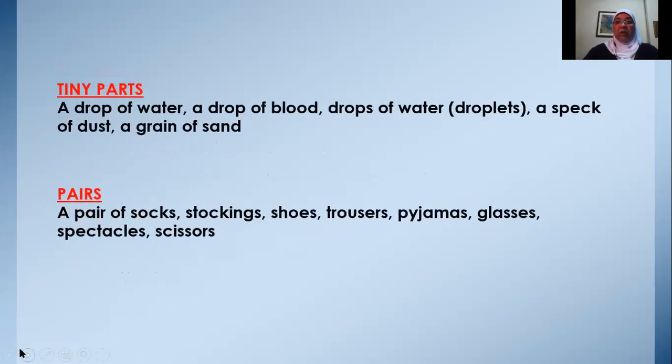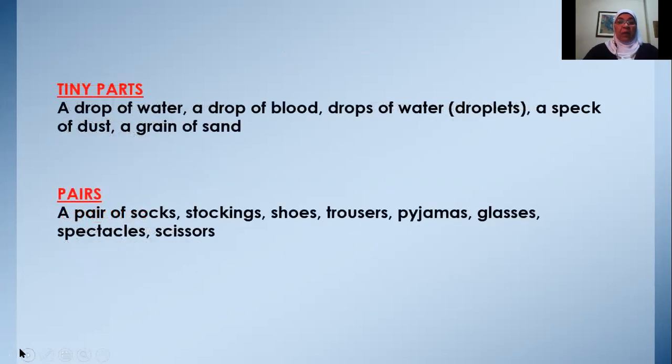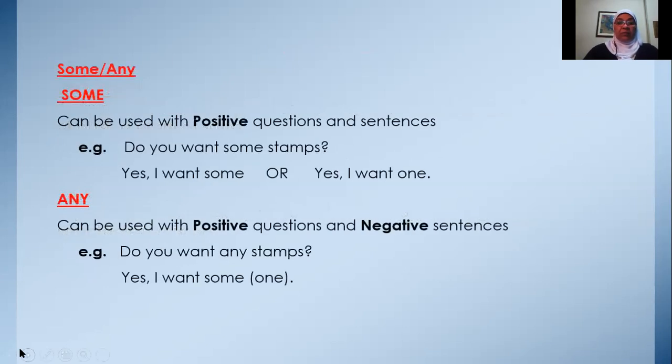These are called partitives. So here we revise the pairs, the tiny parts. We have revised the contents and we have revised the containers. All of these are called partitives. Then we move to a very important item, which is some and any.